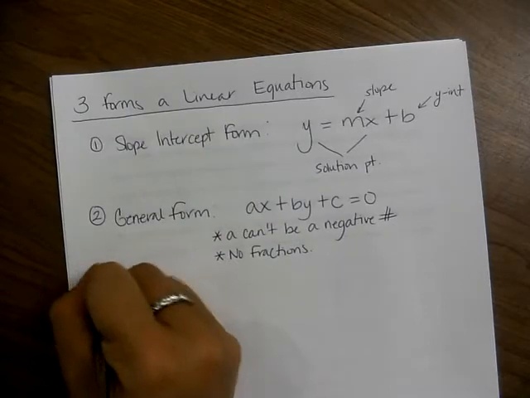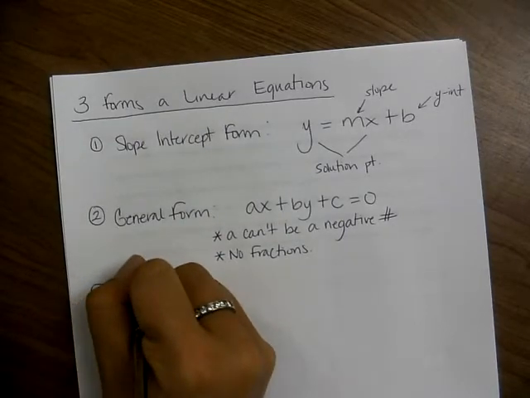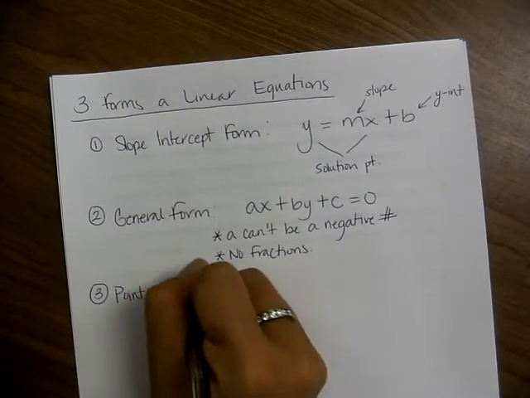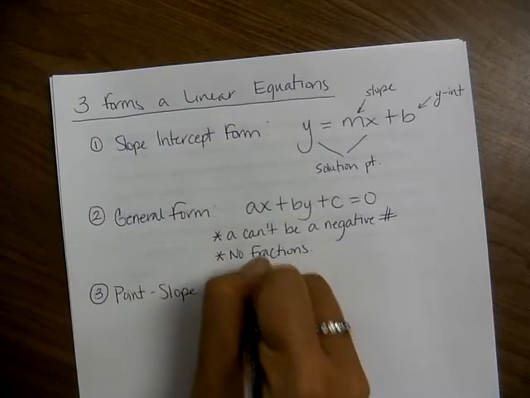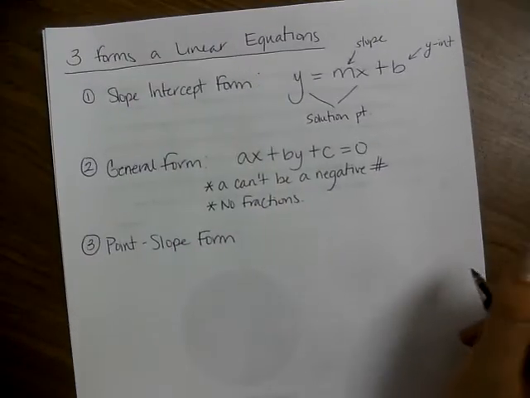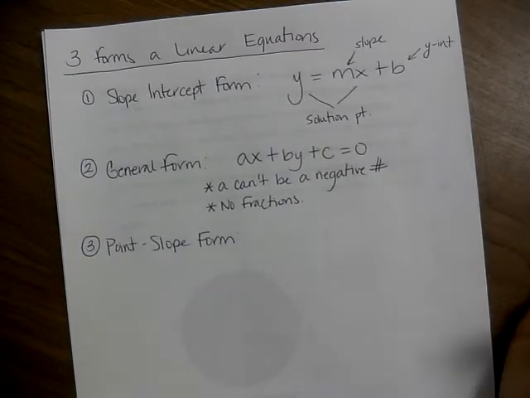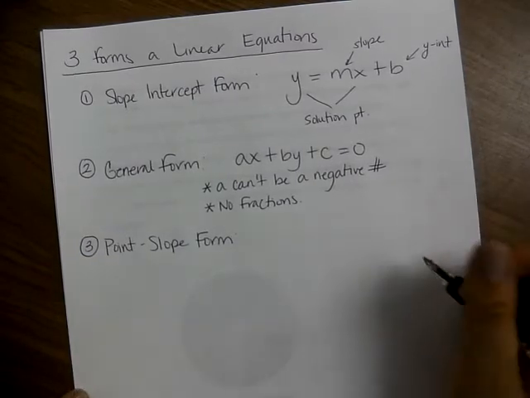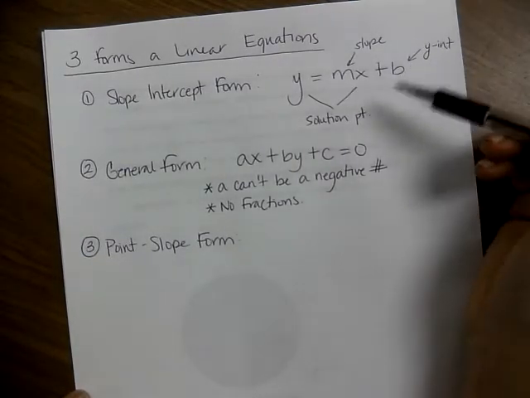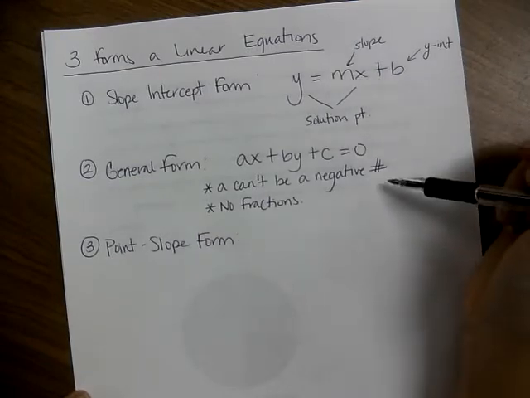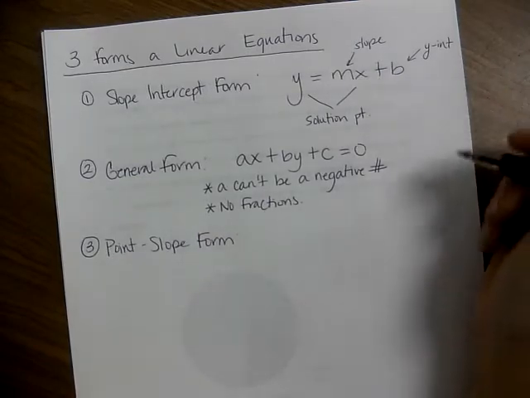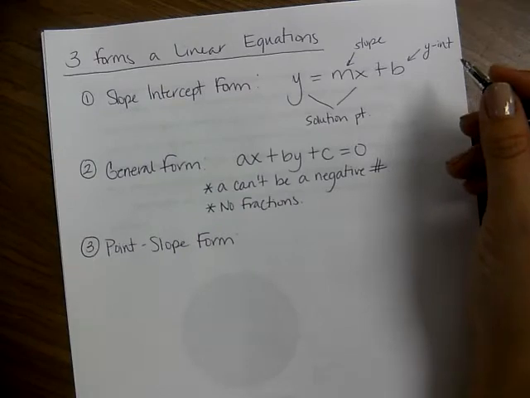The last form is point-slope form, which is actually the easiest one. You can identify the slope and a solution point from it. With slope-intercept form, you can identify the slope and the y-intercept. General form, you can't really identify anything. So you're just going to have to get used to that.